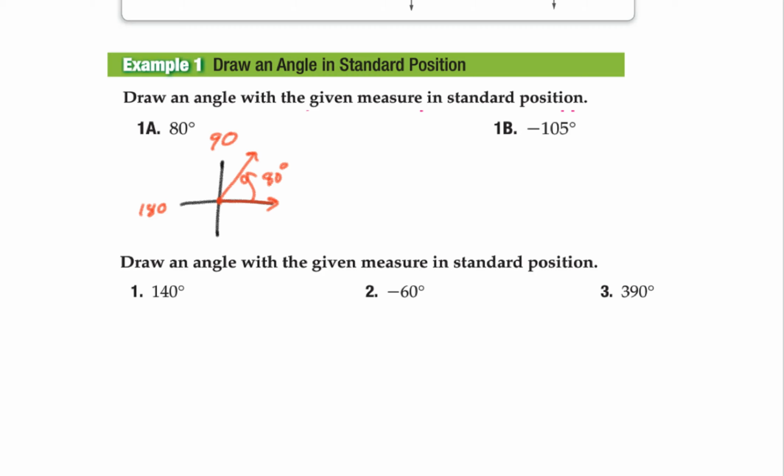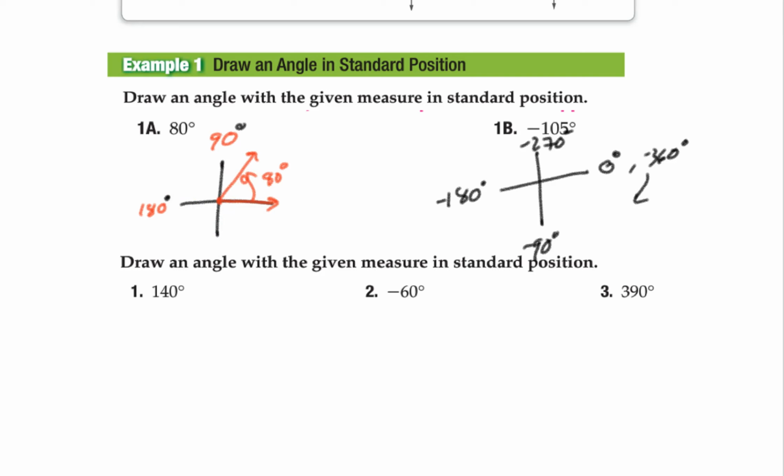Next, negative 105. I'm going to try and be tricky. So here's 0. Now for negative, we're going to go down. It works the same way. This is 0, negative 90, negative 180, negative 270, and then negative 360. The key thing to keep in mind is orientation. Negative, we're going down, moving clockwise. Clocks go down. When we go positive, we go up, counterclockwise.